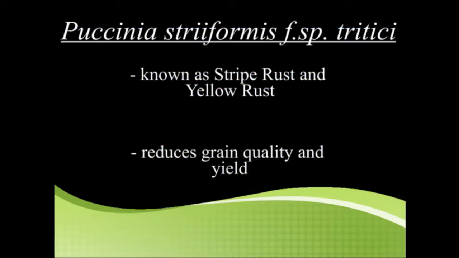Upon closer inspection, we can see that part of this field has been infected by the yellow rust of wheat disease, which is also commonly known as stripe rust of wheat. This disease reduces both grain quality and grain yield. The disease is caused by the fungus Puccinia striiformis tritici.